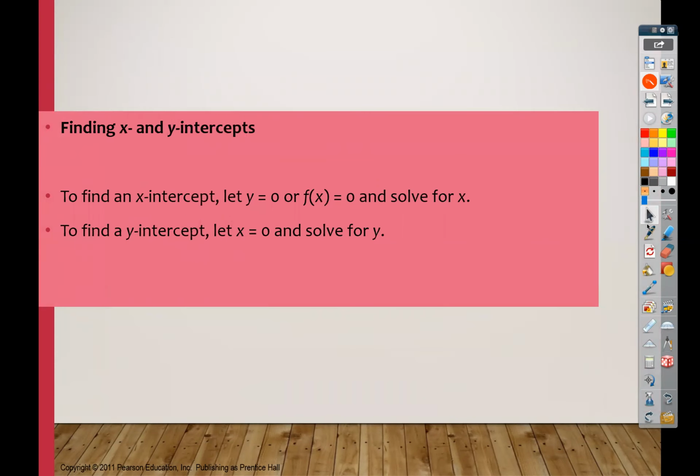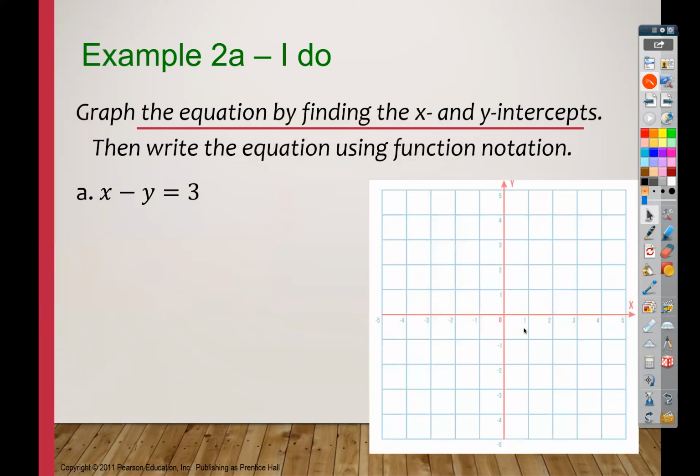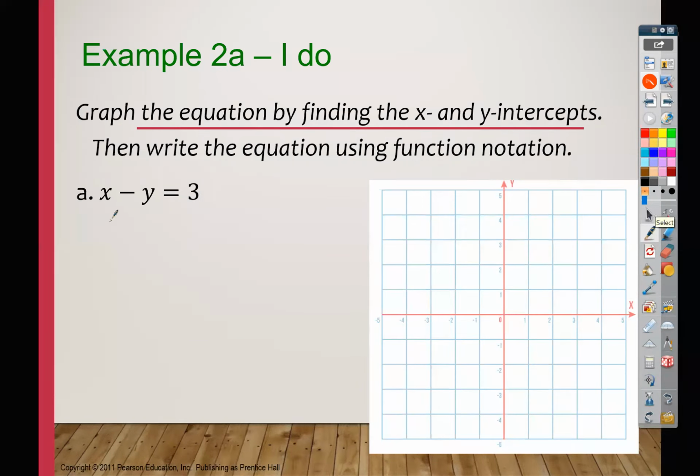All right, to find an x-intercept, you plug 0 in for y and solve for x. To find a y-intercept, you plug 0 in for x and solve for y. All right, so number 2, graph the equation by finding the x and y intercepts and then write the equation using function notation. All right, so we're going to graph first by finding the intercepts.